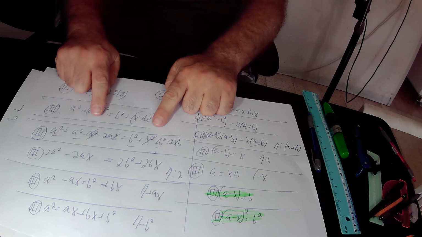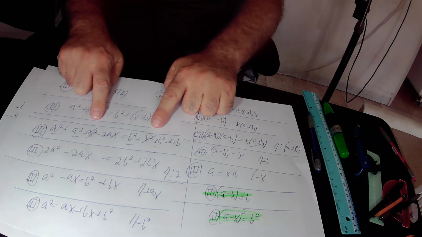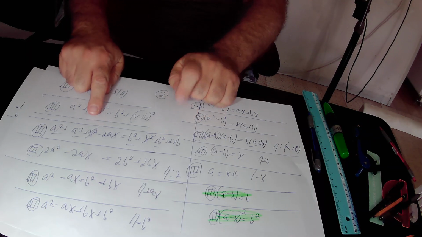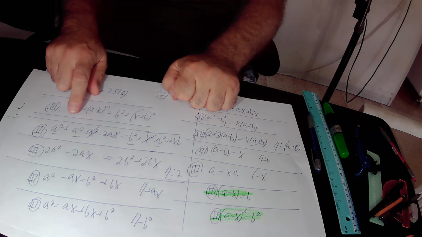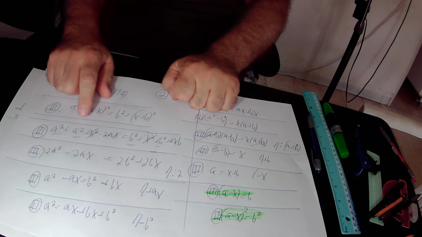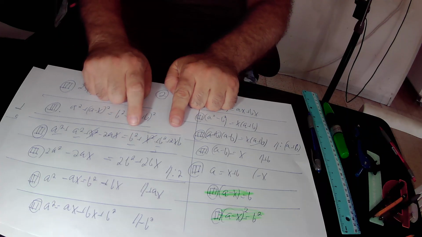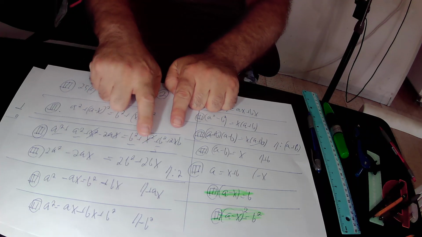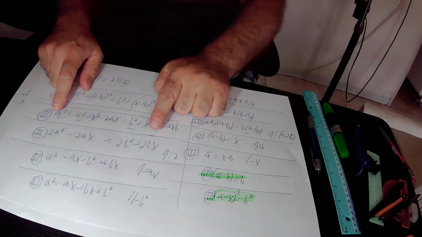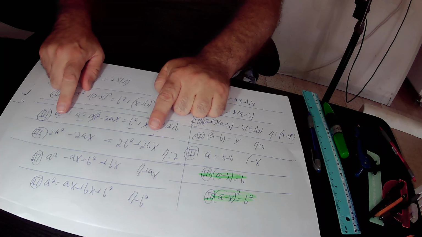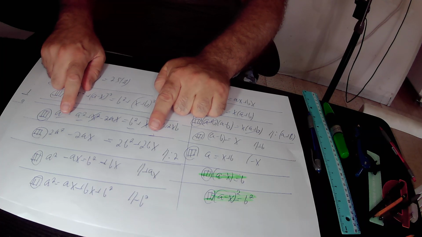So here we have x squared on both sides of this equation, so x squared will get cancelled. After we cancel x squared, on this side of the equation we have a squared plus a squared, that is 2a squared, minus 2ax, equals b squared plus b squared, that is 2b squared, plus 2bx. So in total, according to equation 3, we found out that 2a squared minus 2ax equals 2b squared plus 2bx.